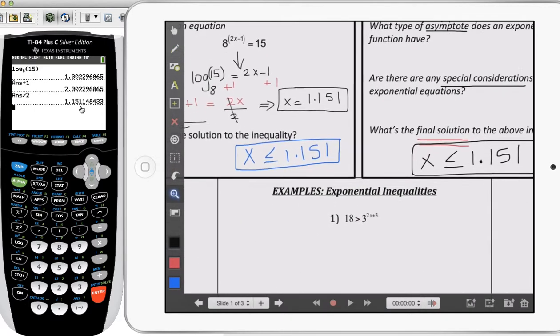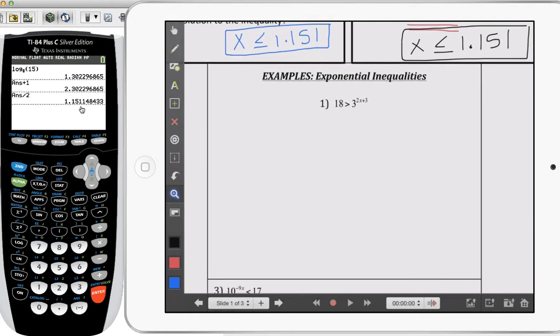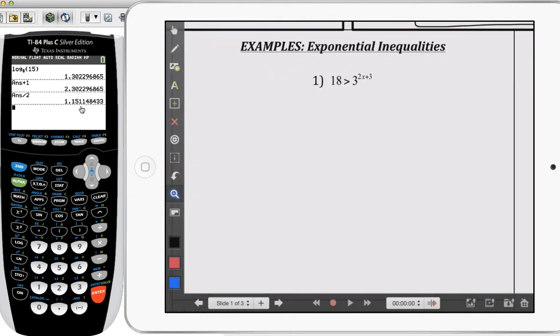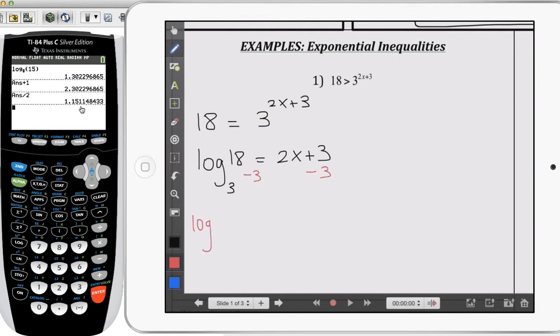Let's go ahead and try a different example. Again, the first step in order to solve an exponential inequality is to take it as an equation first and solve it. 18 is greater than 3 to the power 2x plus 3. To solve this, again, take it as an equation. That's going to be my first step. Again, log base 3 of my argument 18 is equal to my exponent. You subtract 3 from both sides, so log base 3 of 18 minus 3 is equal to 2x. Divide everything by 2, so x is equal to whatever this number is.